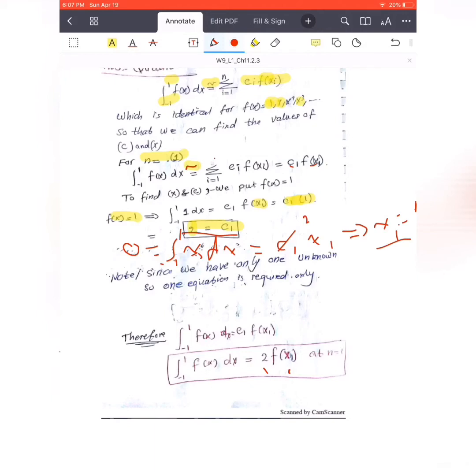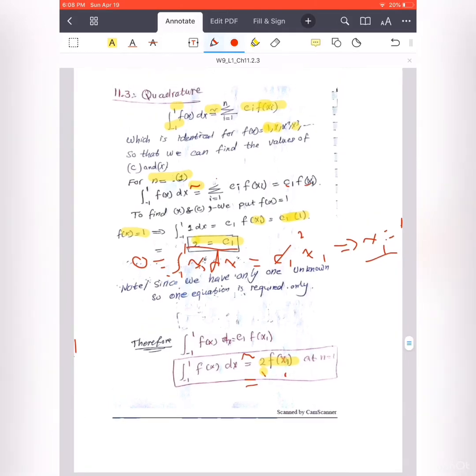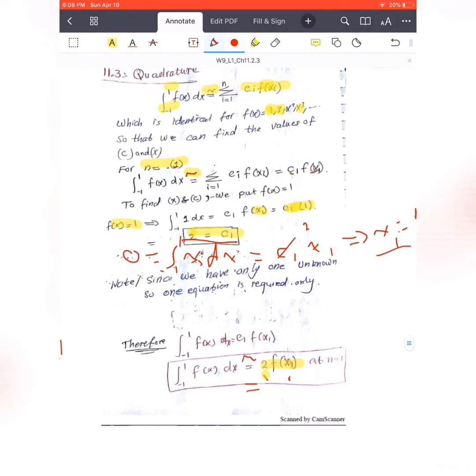The answer will be 2 f of x1. So now we know what we call the midpoint rule. This 2 is 1 minus -1, and the one in the middle is (-1 plus 1) divided by 2, which is 0. So in fact x1 should equal 0, and this is really an approximation. This should be an approximation to f. Oh, why it's not writing, I don't know.